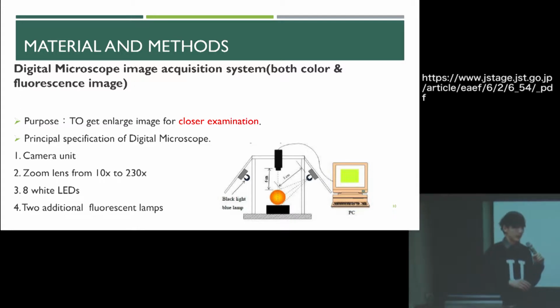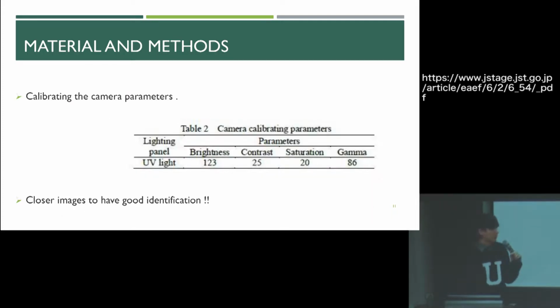Next, we use another piece of equipment, the digital microscope. The purpose of using this equipment is to get an enlarged image for closer examination. It includes a camera unit, zoom lens, white LED, and 2 additional fluorescent lamps. We also need to calibrate the camera parameters. With the microscope, we can get a closer image and a good identification.